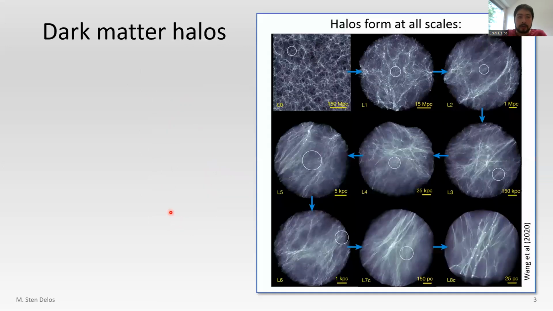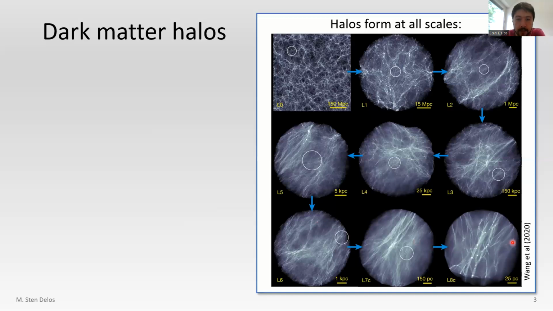But this is not the whole story. Not all halos have galaxies. Dark matter halos form over a huge range of scales. Here's a simulation that covers that range. At the largest scales, we see the cosmic web. Zoom in, and we'd see halos associated with galaxy clusters. We could keep zooming in, and we'd start to see halos associated with individual galaxies. If we keep zooming in, we'll eventually find halos at scales too small to host any baryons at all. So these halos would be completely dark.